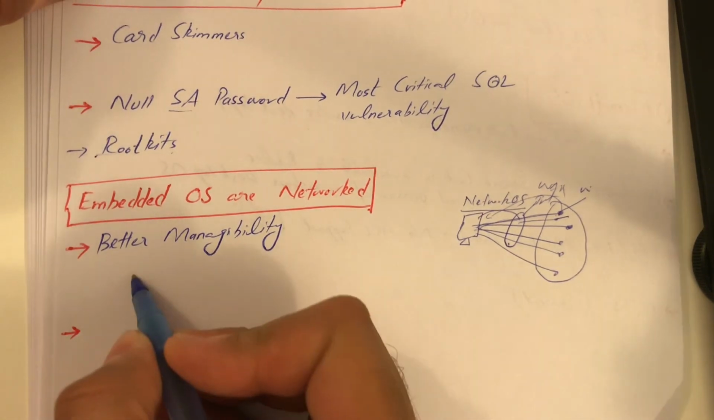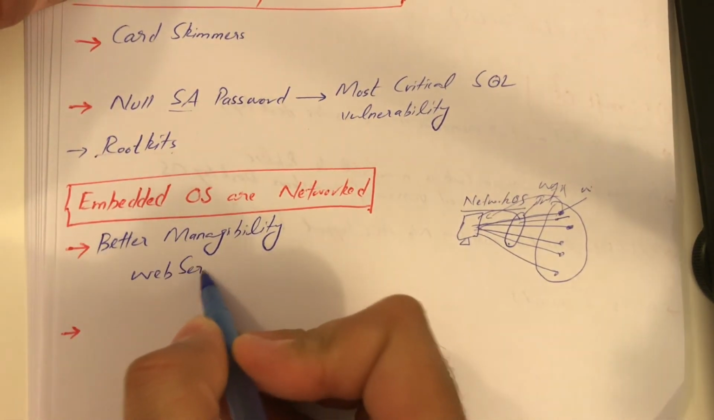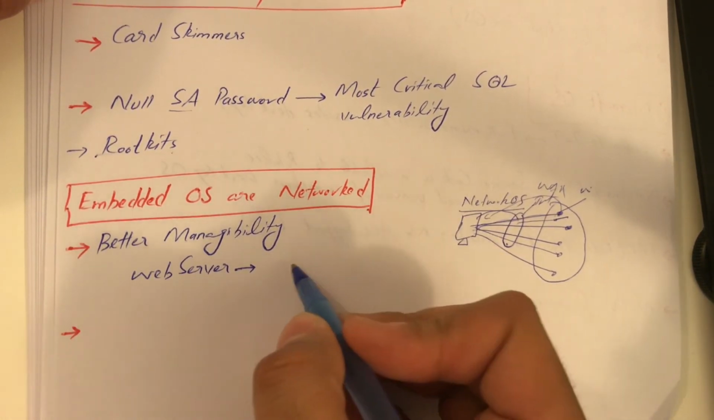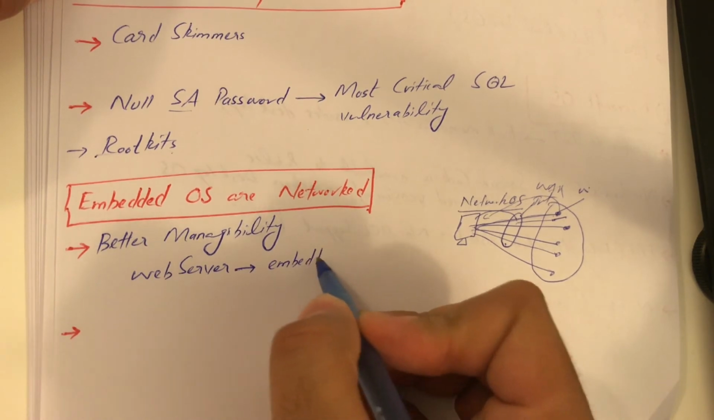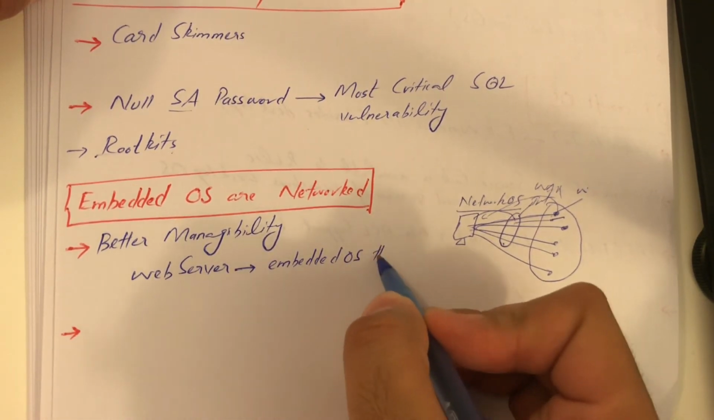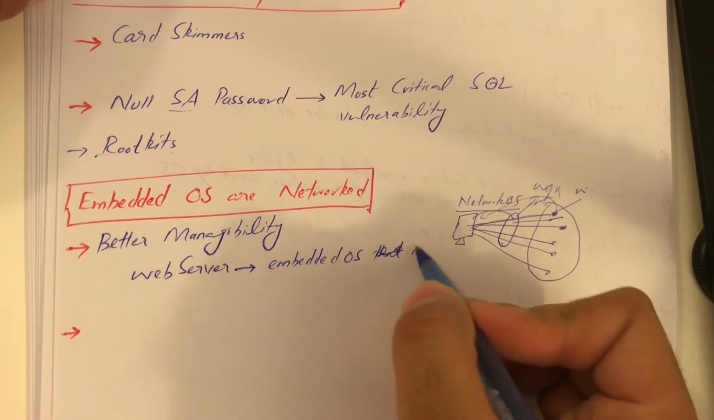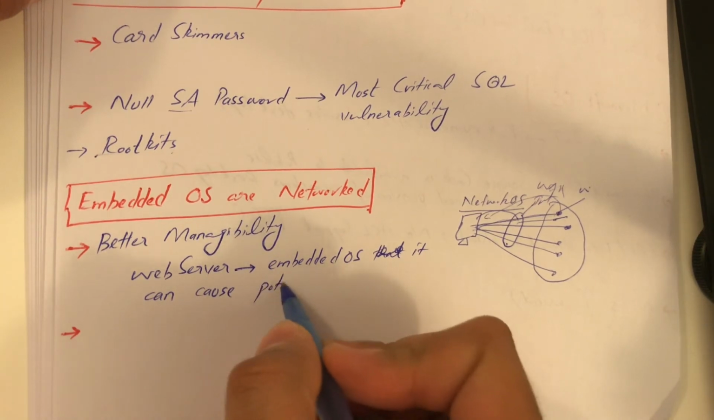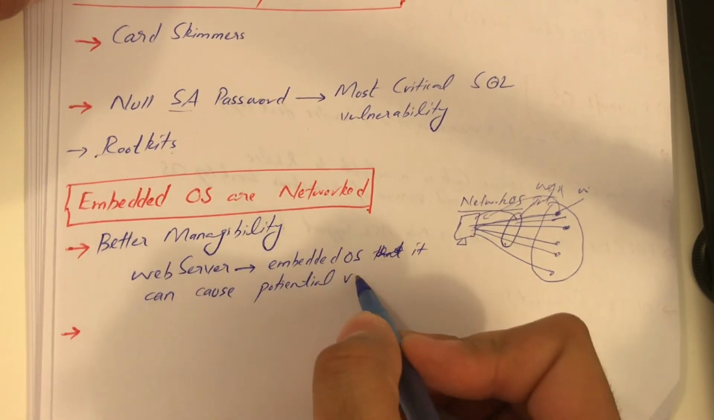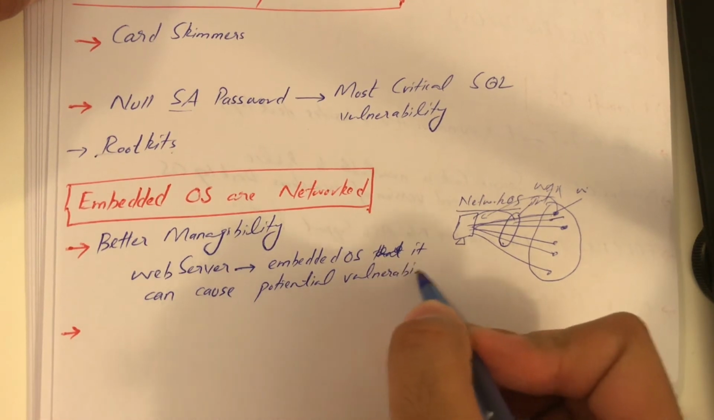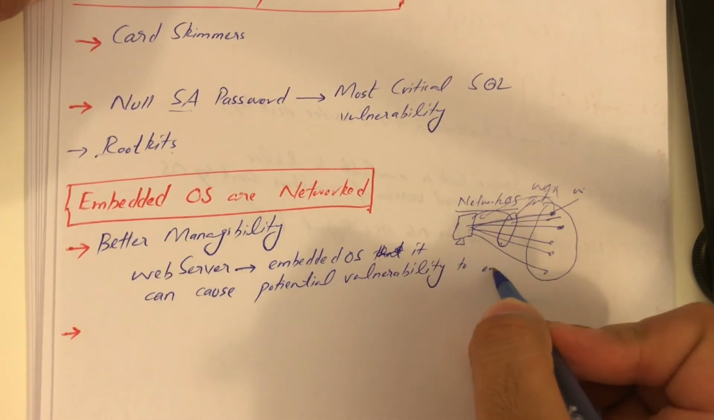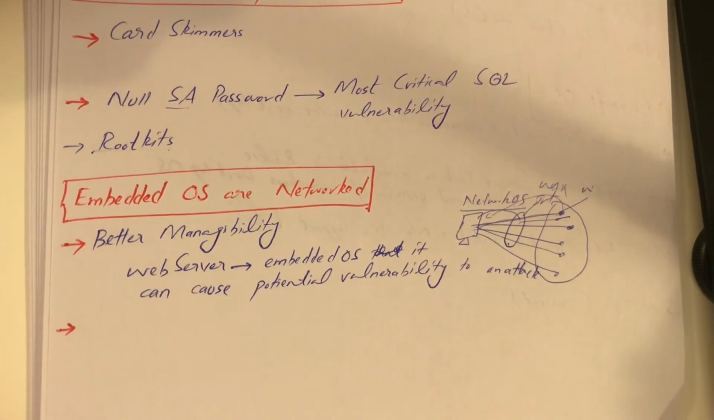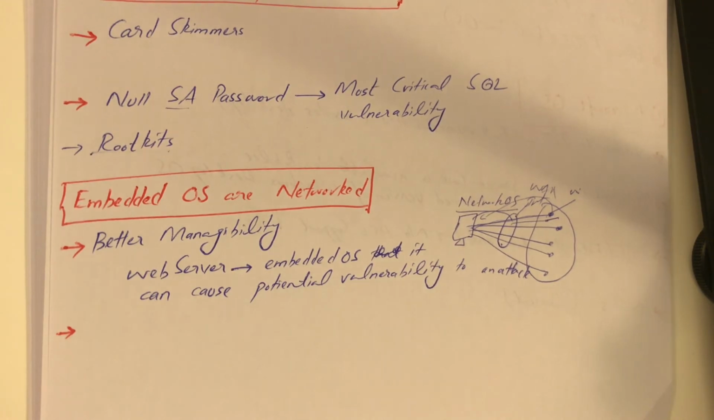For example, if it is a web server and the web server port is open in the embedded operating system, it can cause a potential vulnerability to an attack. For example, if a hacker takes control of your router, they can access any device over the network.